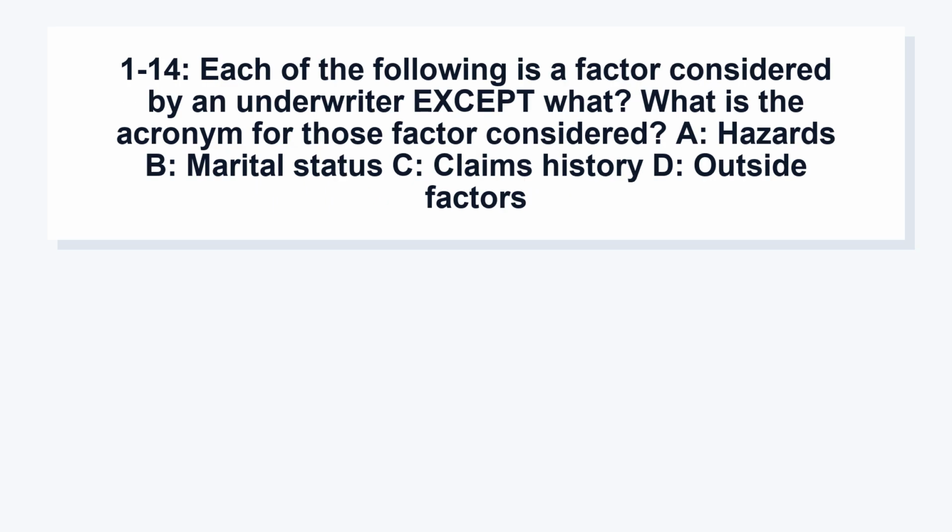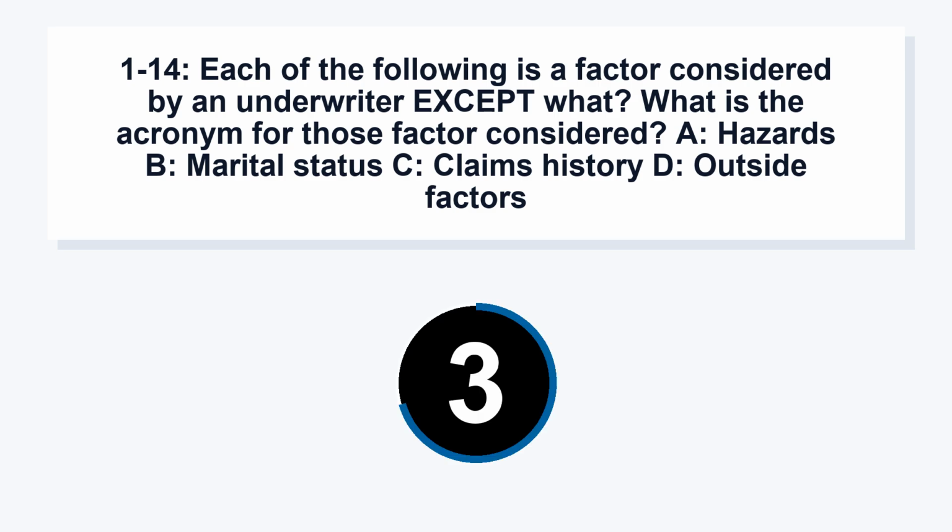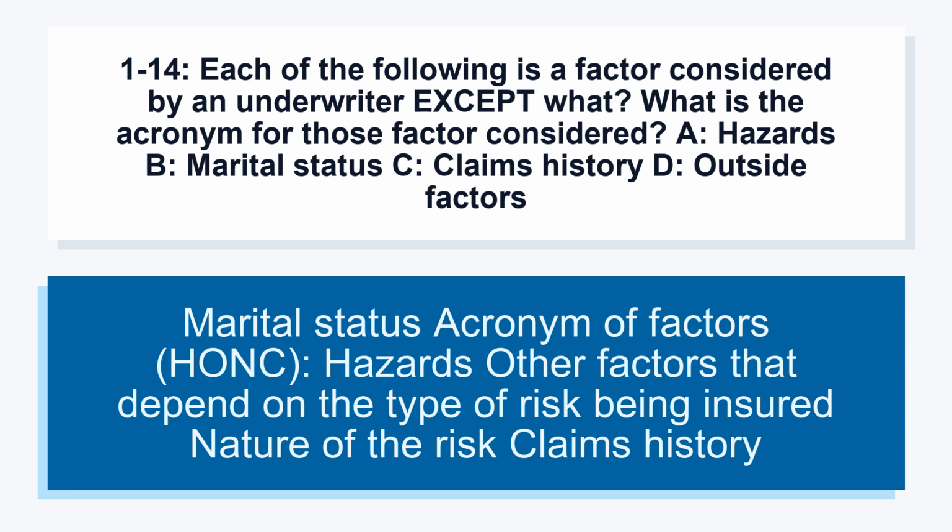1 to 14, each of the following is a factor considered by an underwriter except what? What is the acronym for those factors considered? A. Hazards. B. Marital status. C. Claims history. D. Outside factors. Marital status. Acronym of factors, HONC. Hazards. Other factors that depend on the type of risk being insured. Nature of the risk. Claims history.